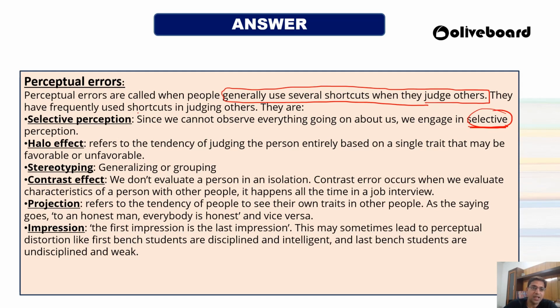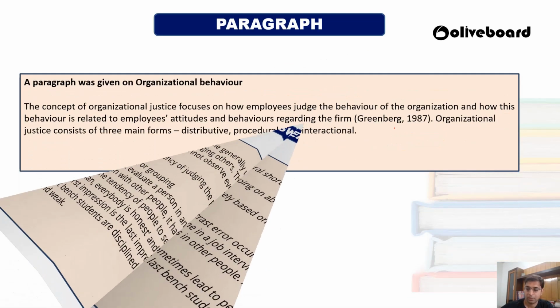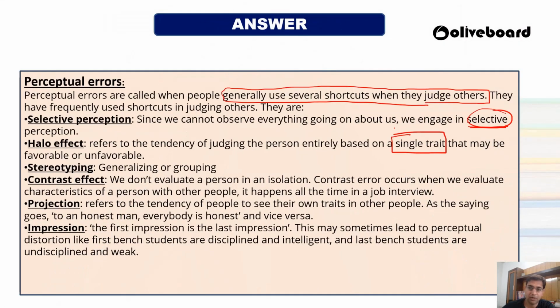Then there is the halo effect. Halo effect means we have a tendency to judge people based on only a single trait. We select only a single trait, and then decide what that person is all about. We do not normally consider all the traits of that person, we just focus on a single trait, whether that is a good trait or a bad trait, favorable or unfavorable. Then we have another type of perceptual error that is called stereotyping.